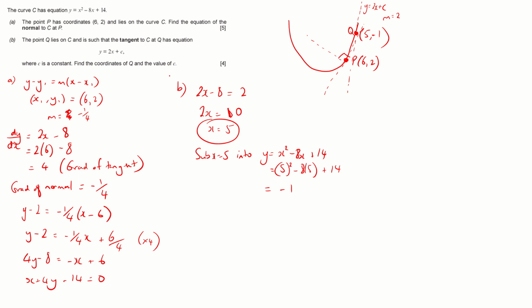It also wants me to find a value of c. So here's my equation, y equals 2x plus c. I now know x, I now know y, sub them in, and it's going to give you c. So y, we just worked out, was minus 1, equals 2 times x, which was 5, plus c. You rearrange that to give you minus 11 for c.